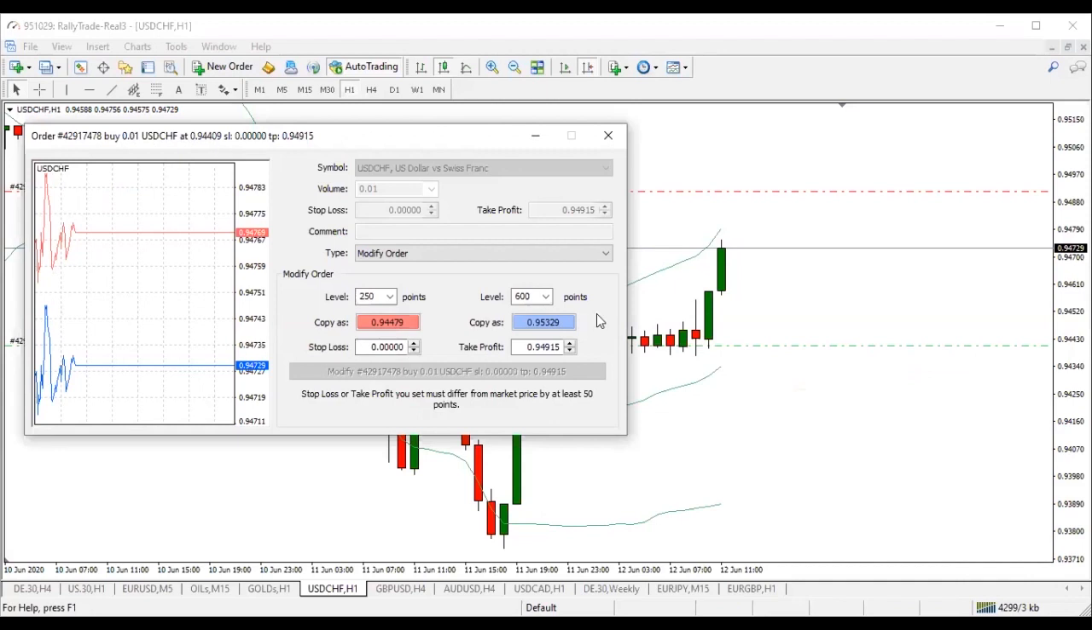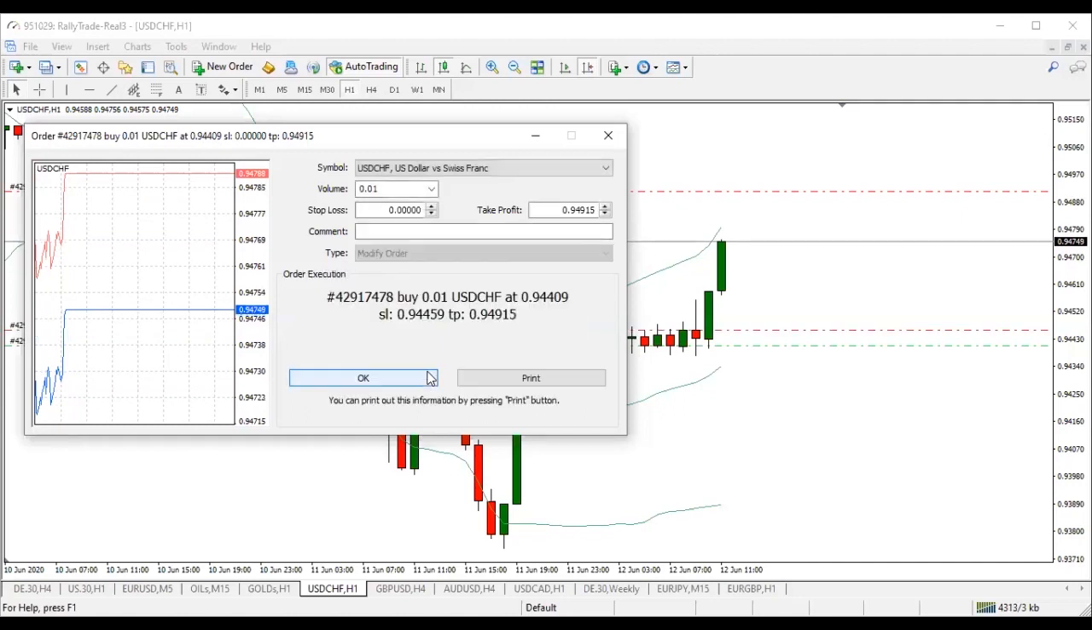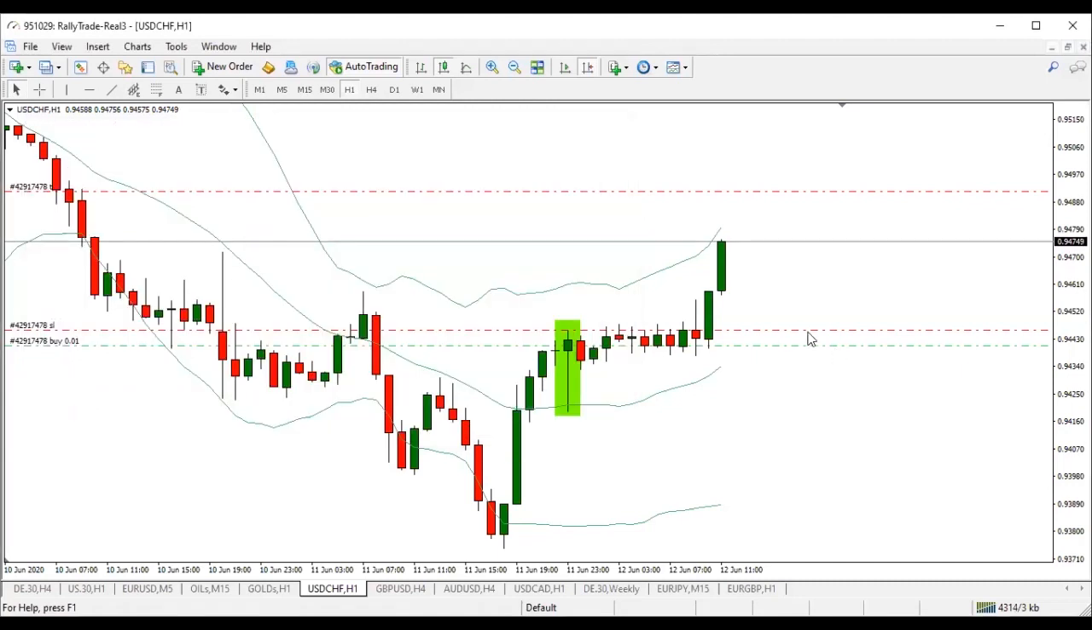So let's say you want to secure maybe 5 pips. You can say, let me modify my stop loss to 0.94459. So just come around here and change this one to 0.94459. That way you secure a 5 pips profit on your trade. You can see that. So my stop loss is here now, and what it means is that this particular trade is risk-free at this level.